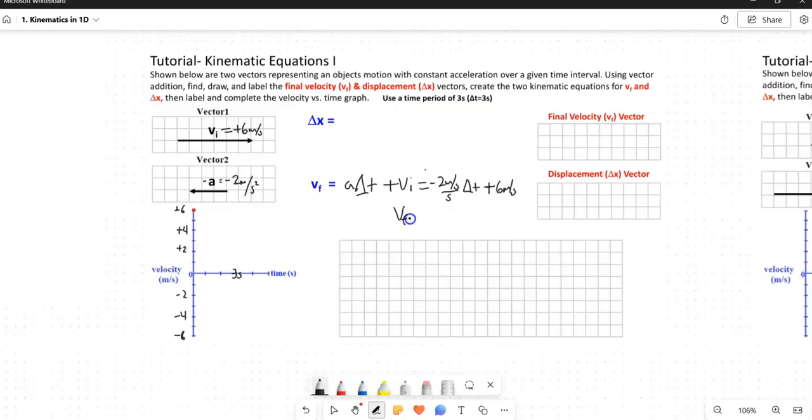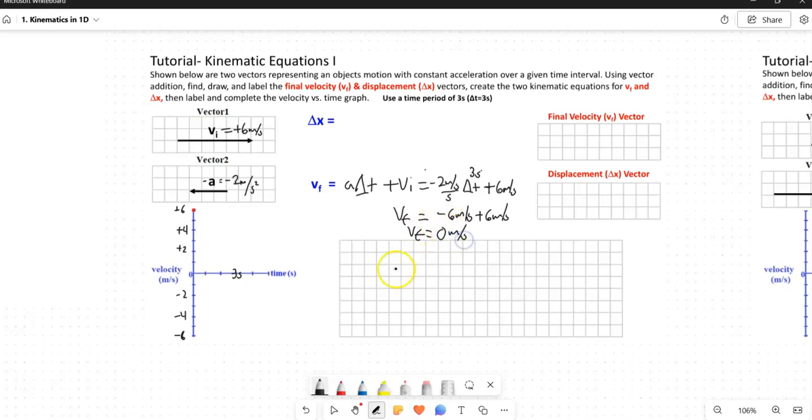So the final velocity, if we put in 3 seconds here, 3 times negative 2 is negative 6. So this is going to be negative 6 meters per second. That second will cancel out with this, plus 6 meters per second. So the final velocity is going to be equal to 0.